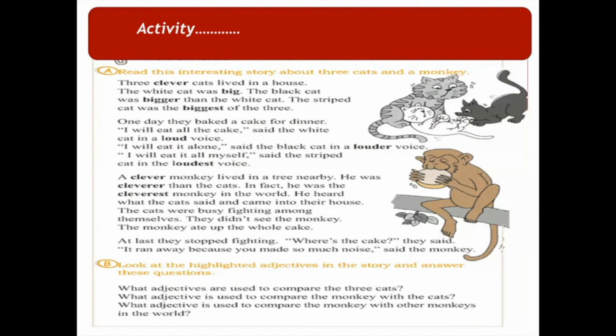Read this interesting story about 3 cats and a monkey. And you have to read this one very carefully and answer the following questions. Right. Let's read the story. Very good. Now you have to answer the questions carefully.